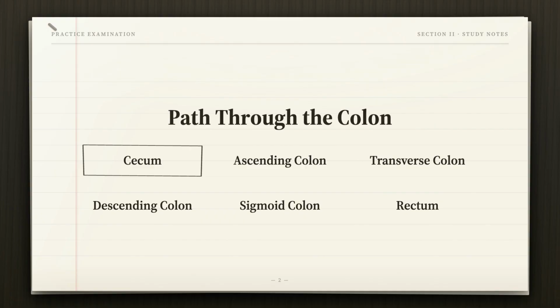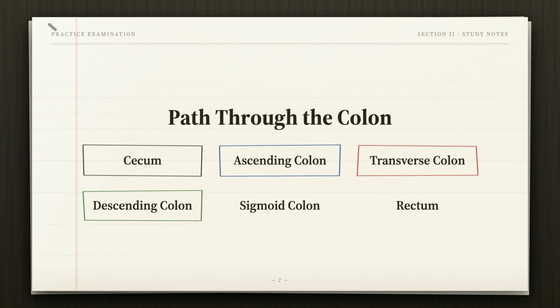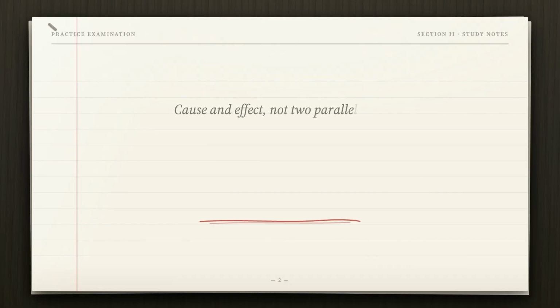The regional path runs from the cecum, up the ascending colon, across the transverse colon, down the descending colon, through the sigmoid colon and into the rectum. The ascending and descending portions are fixed retroperitoneally, while the transverse and sigmoid portions are mobile and intraperitoneal.